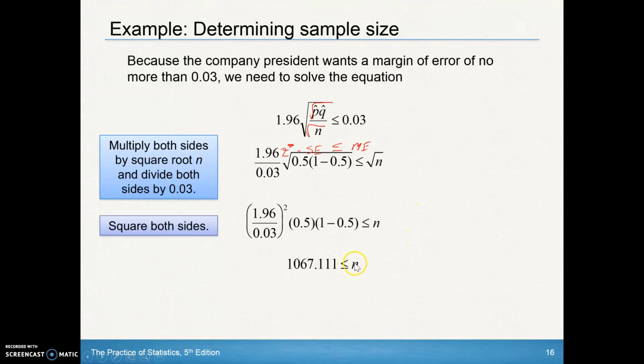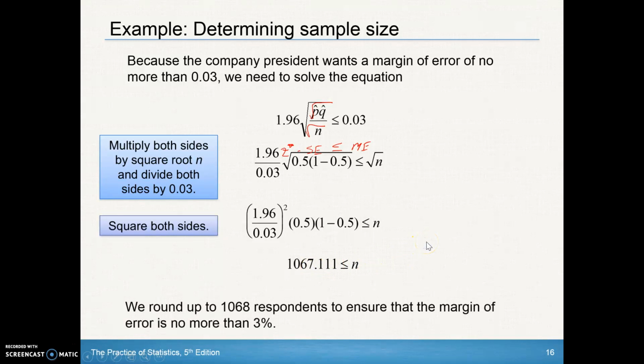And again, we want our sample size to be greater than or equal to this, so we just round up to the next whole number because we're asking people. And we'd want to round up to 1,068 respondents to ensure that the margin of error is no more than 3%, and also be 95% confident in our results.